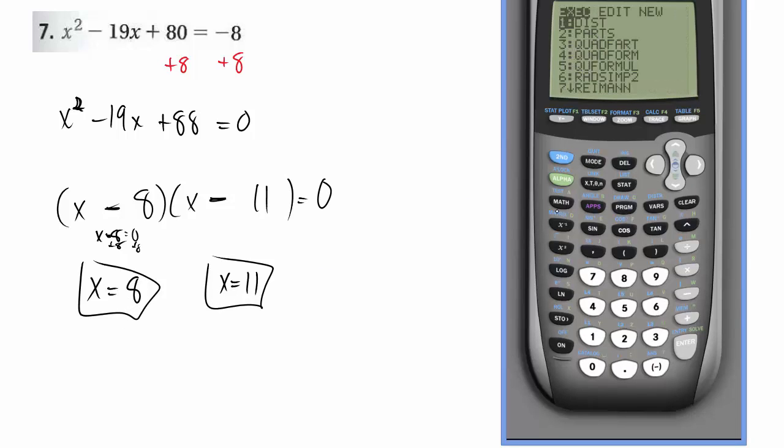Go to your calculator, this is probably the only formula in your calculator at this point, and you can put in the coefficients, or we could call them the A, B, and the C. But just make sure you don't put 80 in there. That would be wrong. That would give you the wrong answer. You'd have to put 88. You have to get this thing in standard form. You have to get 0 on one side before you're even allowed to use the quadratic formula.